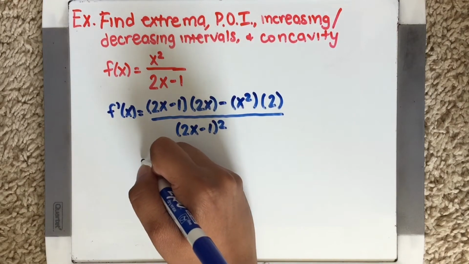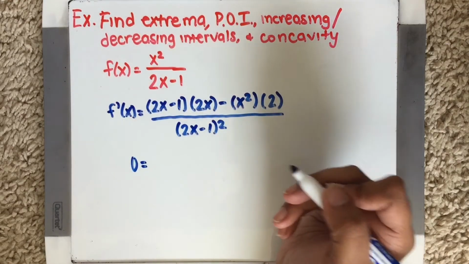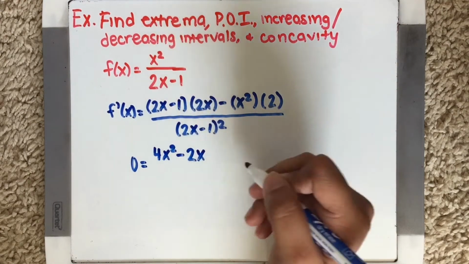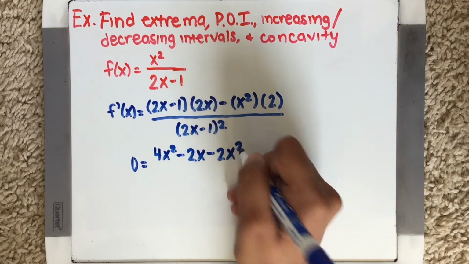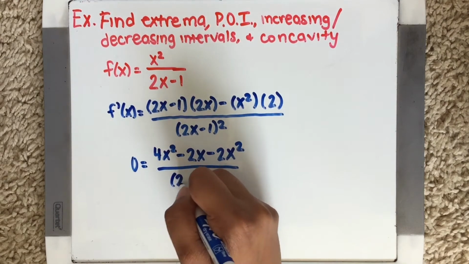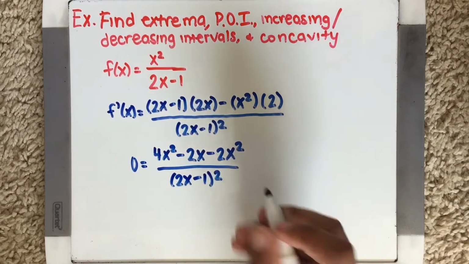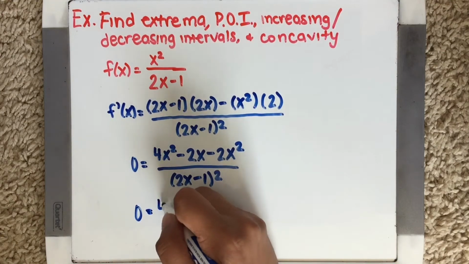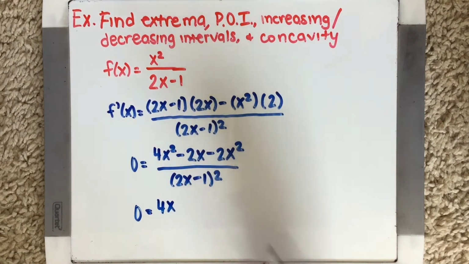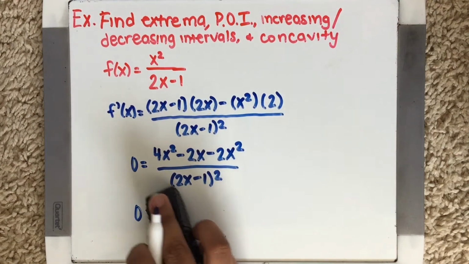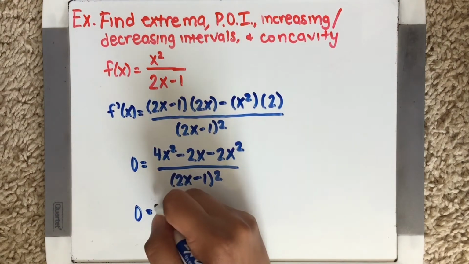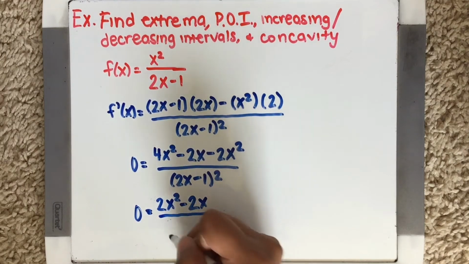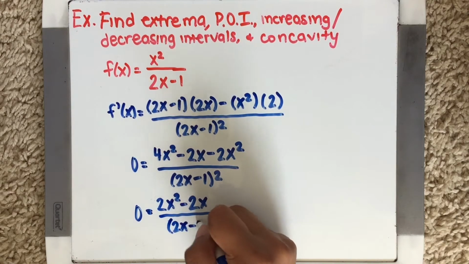To simplify, we can set it equal to 0 and get that 0 equals 4x squared minus 2x minus 2x squared, and we can leave the expression on the bottom. Now, to further simplify, we can say that 0 equals 2x squared minus 2x all over (2x minus 1) squared.